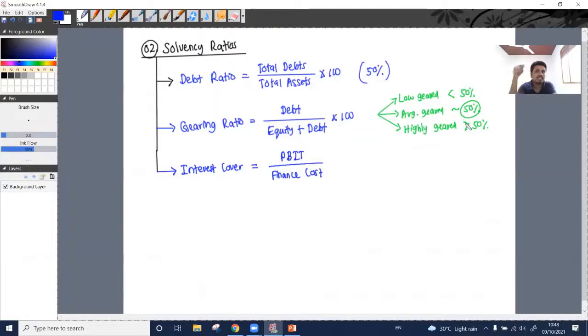Right? Their expansion will be limited. Here, the opportunity to grow that business will be limited, will be restricted.